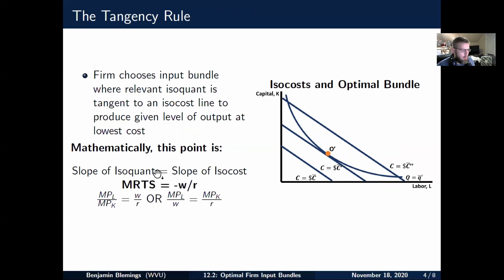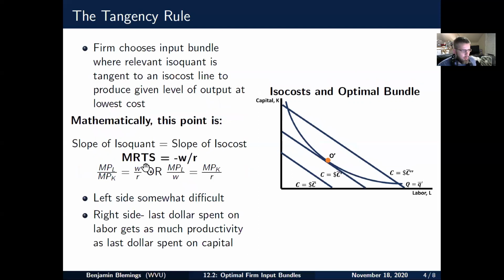And so these ones here are the tangency rule, and then this last dollar rule comes from just manipulating this algebraically to get the marginal product of labor divided by wage needs to equal the marginal product of capital divided by the cost of capital, which is R. And so this left side is not straightforward to interpret, but this right side has a really convenient intuition. That is, the last dollar spent on labor gets you as many units as the last dollar spent on capital.